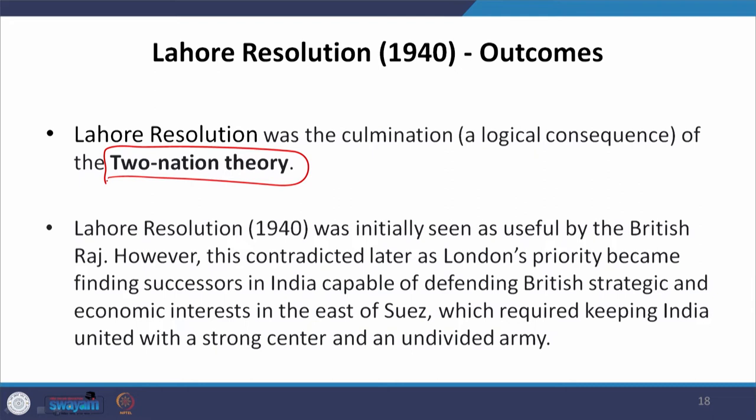Critics also say that this was initially seen as useful by the British Raj. However, this contradicted later. This conflicted with the Britishers' interests, as London's priority became finding successors in India capable of defending British strategic and economic interests in the east of Suez. And in order to protect the British interests, they wanted successors in India, and that entailed keeping India united with a strong center and an undivided army. So, a lot of critics actually point out that it was in the Britishers' interest to not partition India. Now, from the Lahore Resolution, we are going to move to the August Offer, also in 1940.